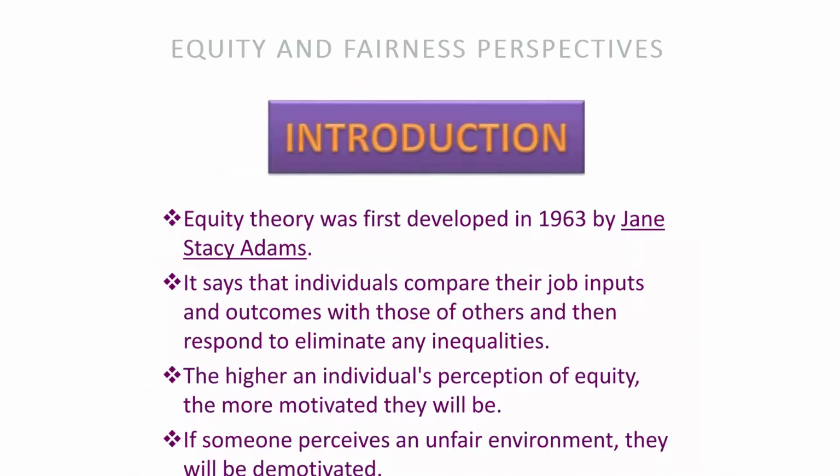Let's move on to the next concept, which is equity and fairness perspective. Equity theory was first developed in the year 1963 by John Stacey Adams. It says that individuals compare their job inputs and outcomes with those of others and then respond to eliminate any inequalities. The higher an individual's perception of equity, the more motivated they will be. If someone perceives an unfair environment, they will be demotivated.